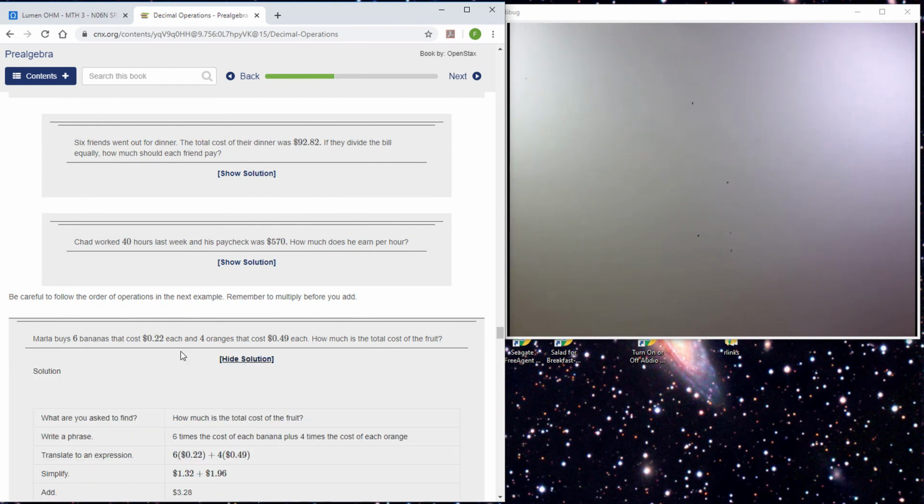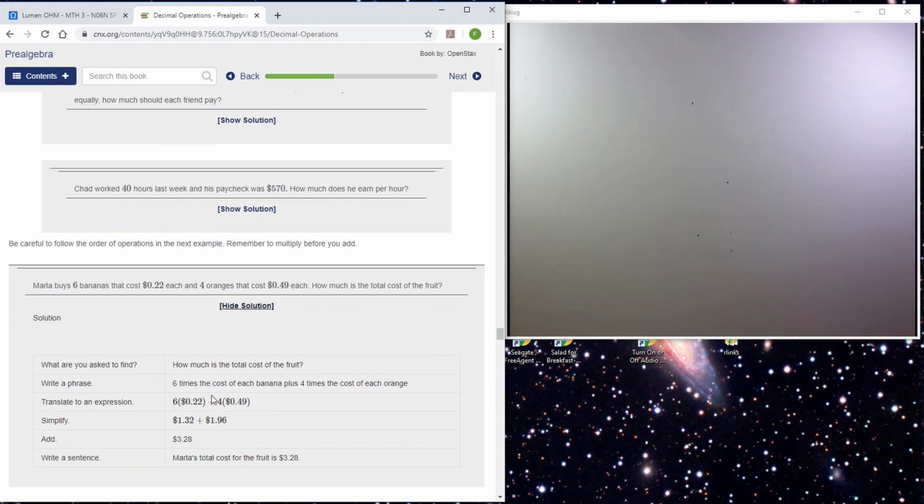This is a combination problem here. Maria buys 6 bananas that cost 22 cents and 4 oranges that cost 49 cents. What is the total cost? So we have 6 times the cost of each banana, 22 cents, plus 4 times the cost of each orange, 49 cents. Simplify, follow the order of operations, multiply first, make $1.32 plus $1.96.